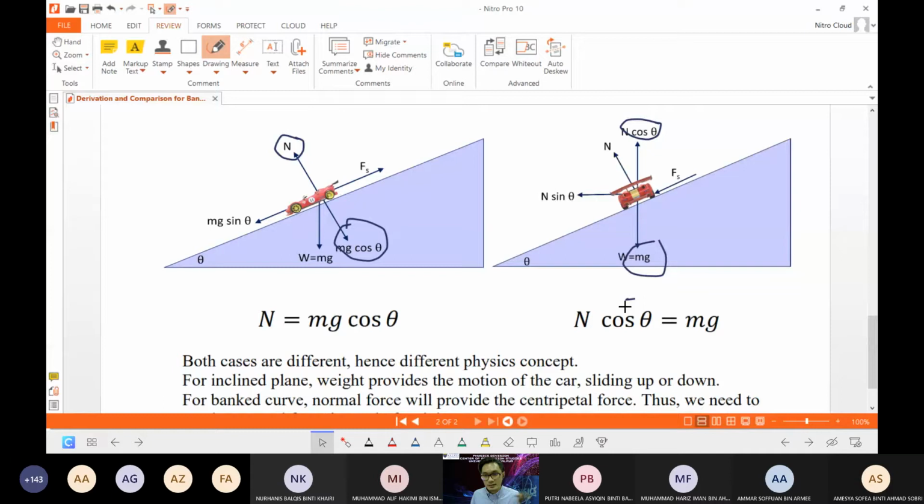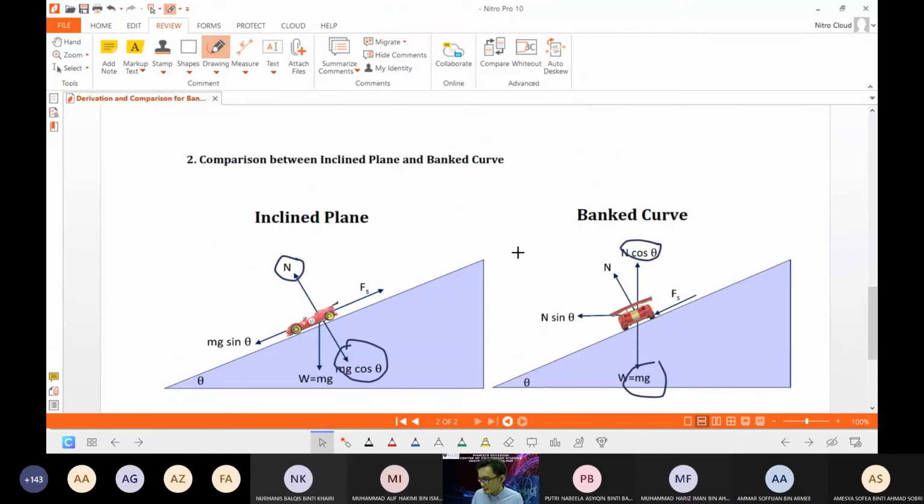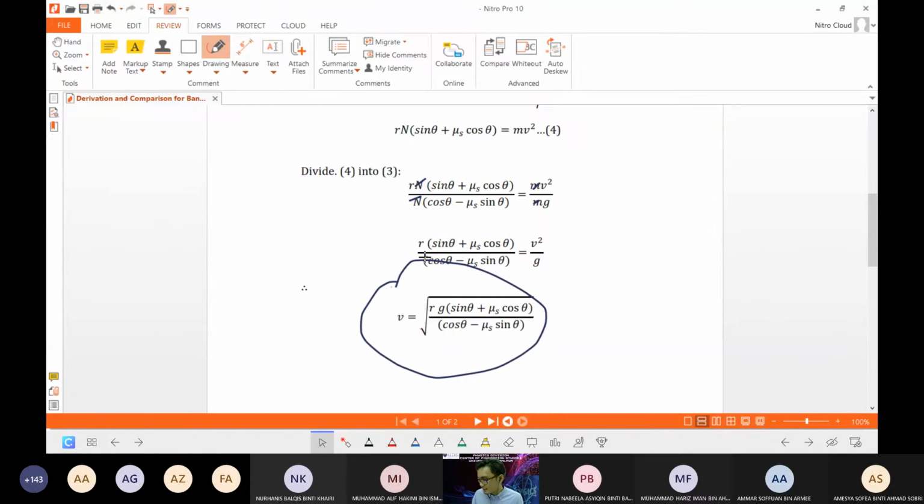Jadi saya dah buat derivation yang last week, saya buat N is equal to mg. Sebenarnya dalam bank curve, N the normal is not equal to mg. N is equal to mg divide by cos theta. But that one kita tak perlu nak substitutekan N is equal to mg cos theta. Kita just leave it in terms of N. Nanti at last kita boleh cancel out the value of N.